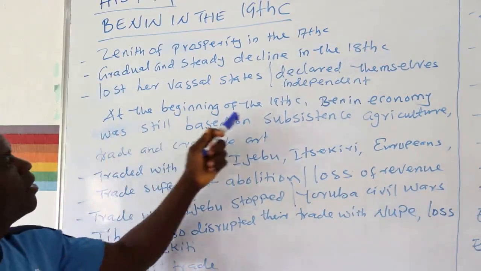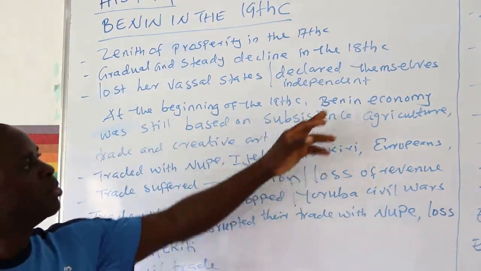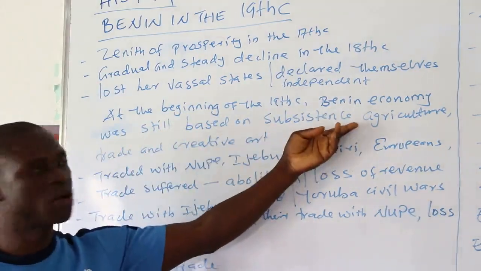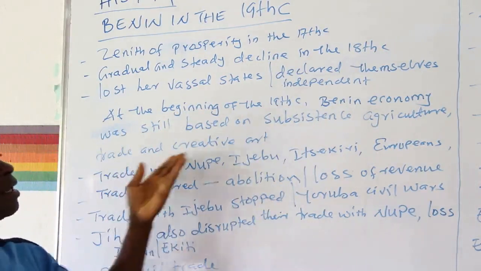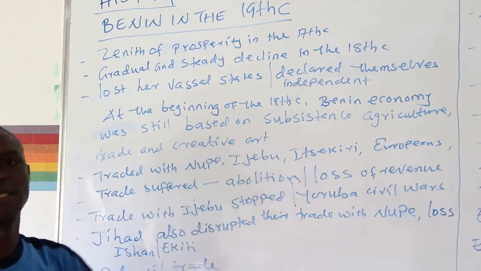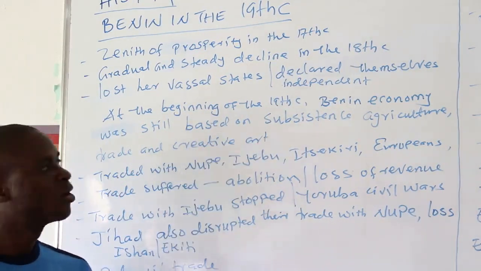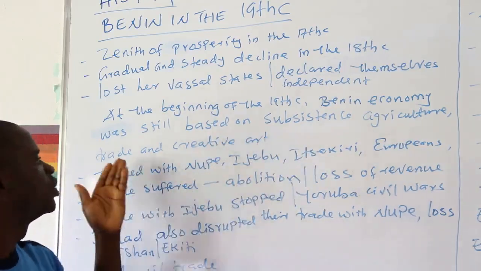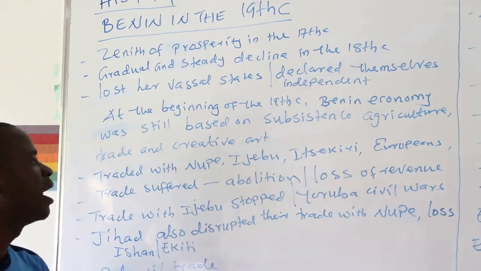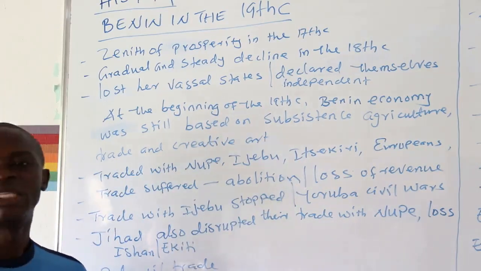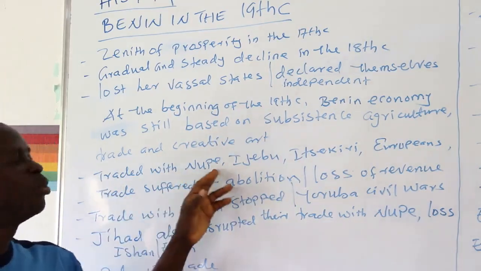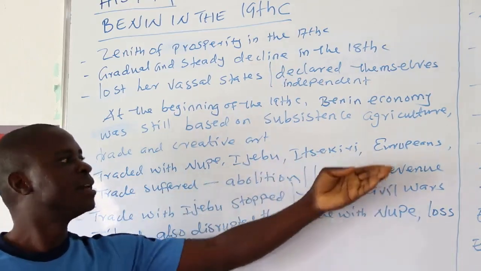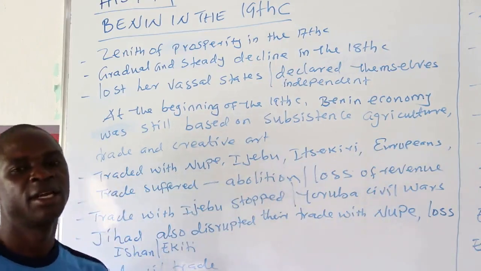Now at the beginning of the 19th century, Benin economy was still based on subsistence agriculture, trade, and creative art. So her economy was centered around these three: agriculture, trade, and creative art. Who did she trade with? She traded with Nupe, Ijebu, Ishekiri, as well as the Europeans.